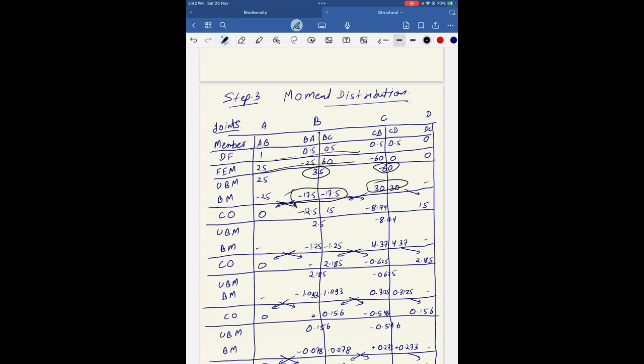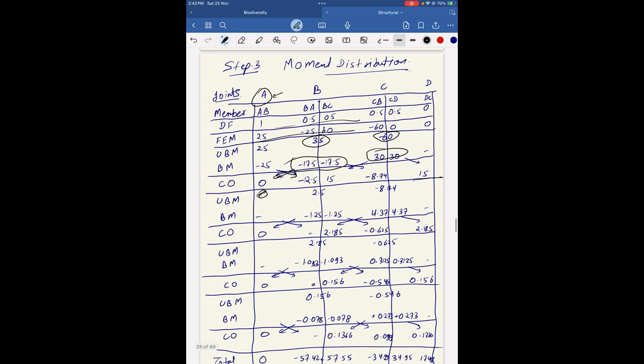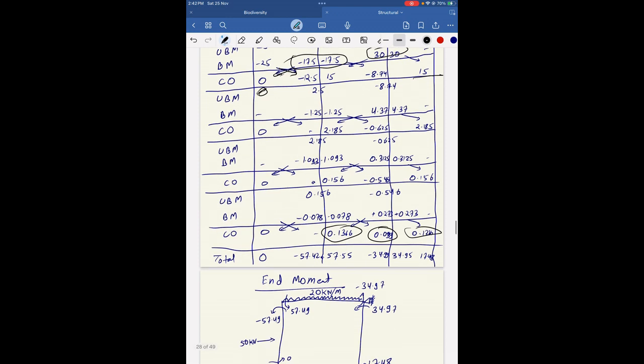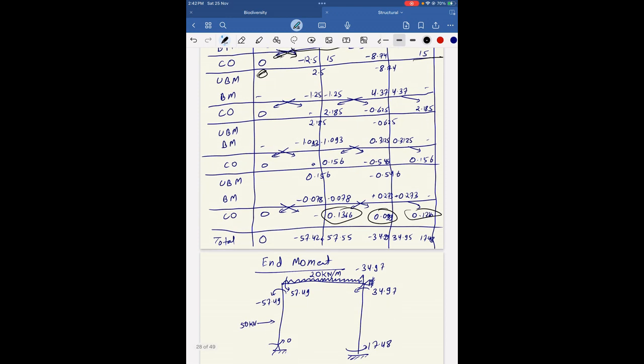Then carryover moment here, no carryover moment passes because point A is pin support. Point A is pin support, so no carryover moment comes in this end. And similarly, we do the iteration, and after iteration carryover moment is very small, like 0.1, 0.0. So now we will stop our iteration and we sum the moment at point A. As it is pin support, the total moment comes out to be 0.